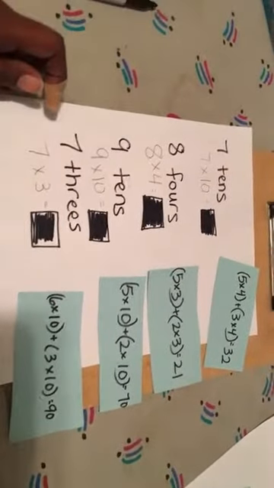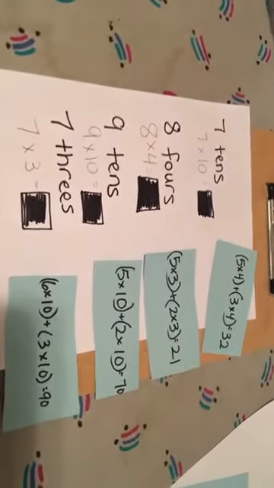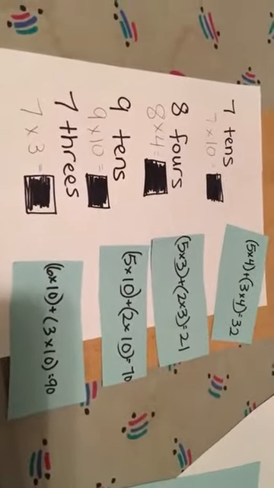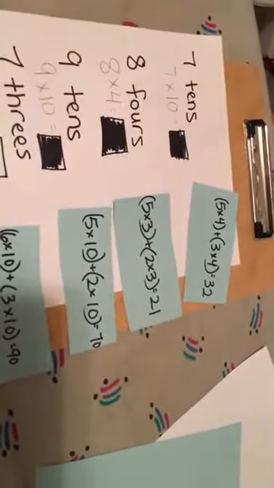Well, I went ahead and thought about 7 tens. That would be 7 times 10, and I just did a shaded box for my unknown. 8 fours would be 8 times 4. 9 tens would be 9 times 10. And then 7 threes would be 7 times 3.